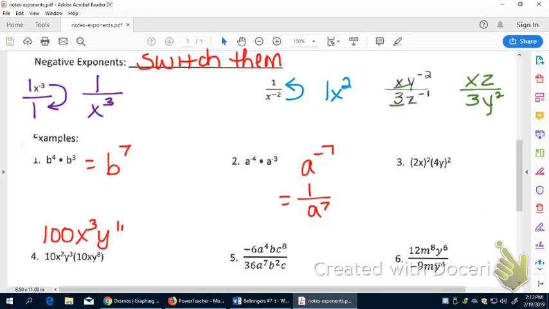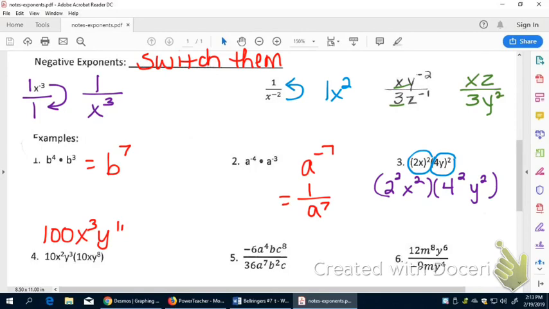The only difference in number 3 is that it has this part right here that's squared. So I need to deal with 2x squared before I can combine it. And 4y is also squared, so I need to do both of those things separately. 2x squared means you're going to have 2 squared and then x squared. 4y squared means you're going to have 4 squared and then y squared.